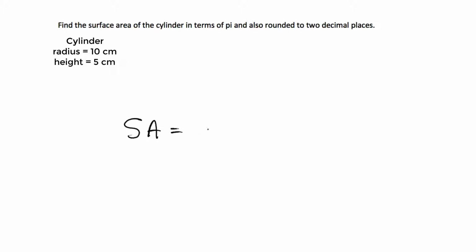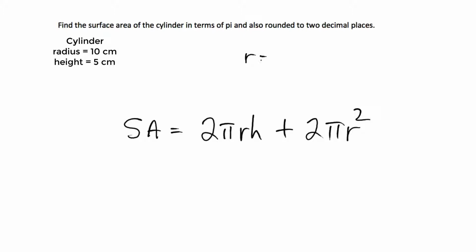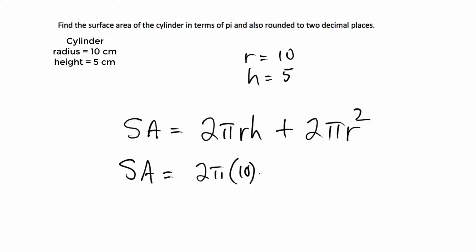So I've shown you where the formula for the surface area of a cylinder comes from, and now that we know and understand that, whenever we're doing a calculation for the surface area of a cylinder, we can just bring out this formula and substitute in the correct numbers. So let's take a cylinder with a radius of 10 and a height of 5, and let's substitute those numbers into our formula. So our surface area is 2 times pi times 10 times 5 plus 2 times pi times 10 squared.